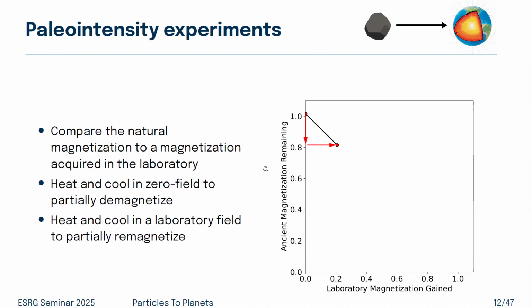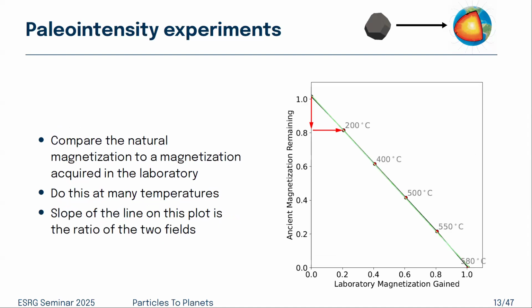Then we heat and cool in a lab field to partially remagnetize the sample, and we have the magnetization gained in that step here. And then we plot that at a load of different temperatures, and the slope of the line on this plot is equal to the ratio of the ancient field to the lab field. So because you know what your lab field was, you can back out the ancient field. And if you want to get anything from this, this should be a straight line, is the idea.